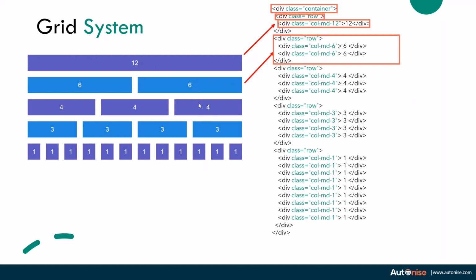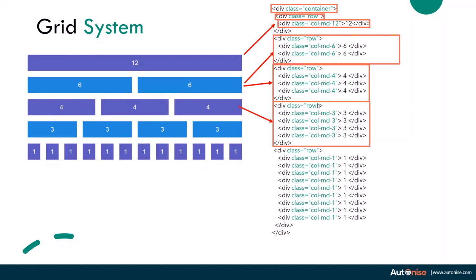To create the third row, similarly, we use col-md-4. Now, as 4 by 12 is equal to 1 by 3, we take 1/3 of the row when we use col-md-4. As we have 3 of them, we see 3 columns, each of them taking 1/3 of the screen.